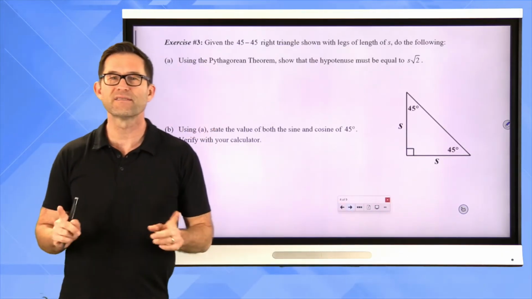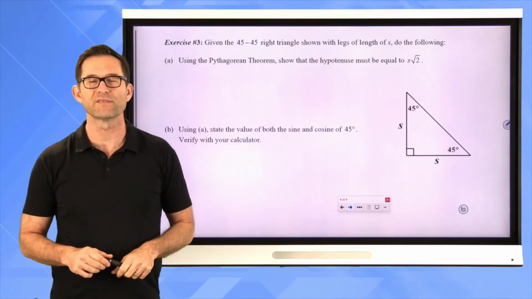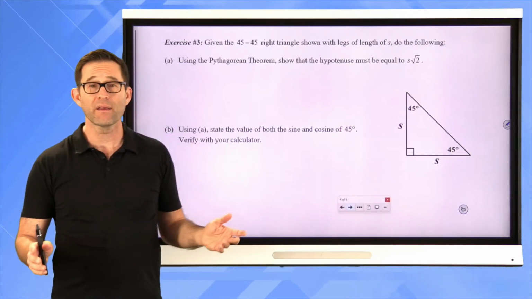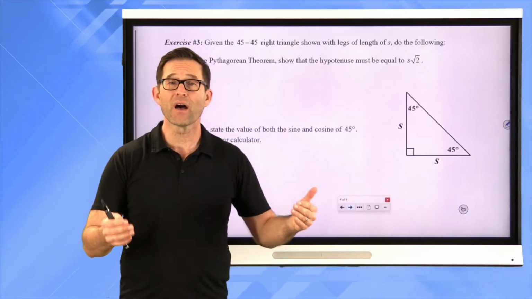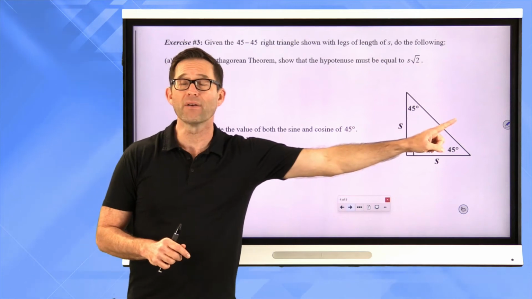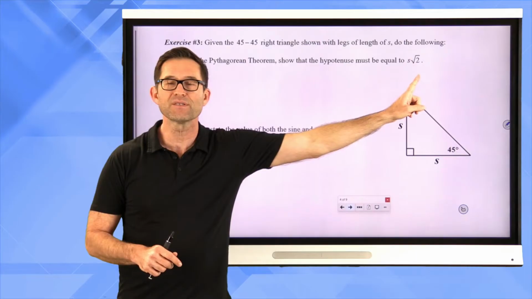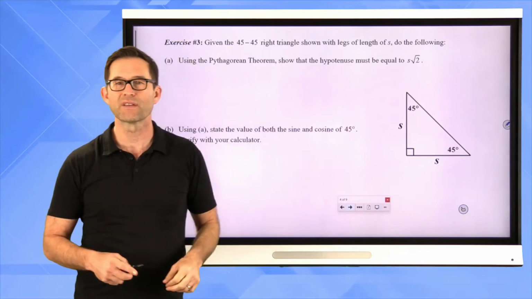Let's take a look at the most general case, exercise number 3. Given the 45-45 right triangle shown with legs of length s, do the following. Letter A. Using the Pythagorean theorem, show that the hypotenuse must be equal to s times the square root of 2. So in other words, I claim that in every isosceles right triangle, the hypotenuse will always be whatever the leg length is times the square root of 2. Let's do this together, okay?